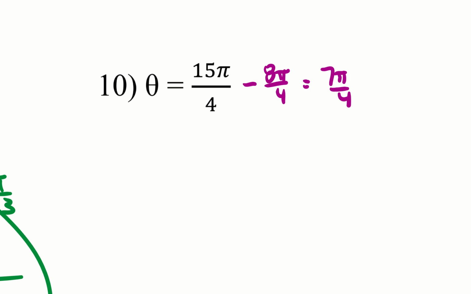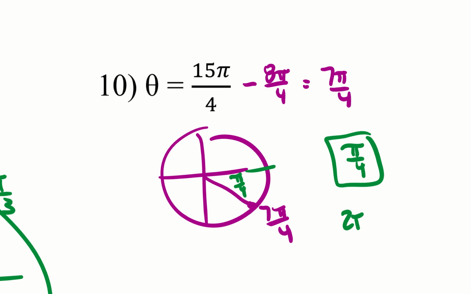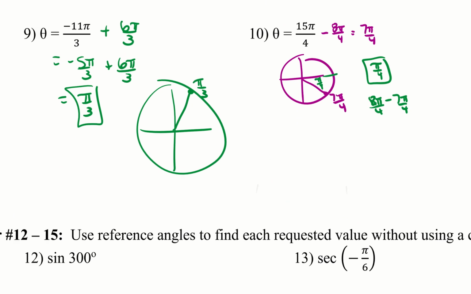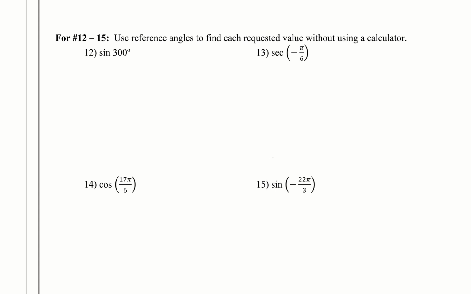Actually, it turns out to be one that we already did. 7 pi over 4 is right here, which is 1 pi over 4 away from the x-axis. You could subtract from 2 pi to see that if you'd like. You can either subtract from 1 pi or 2 pi, depending kind of what quadrant you're in.